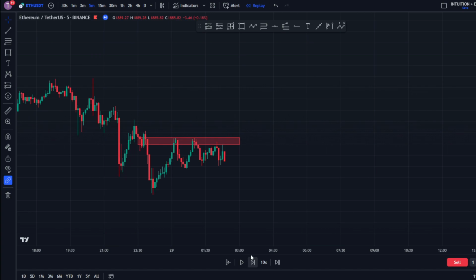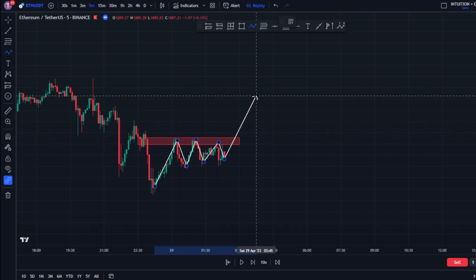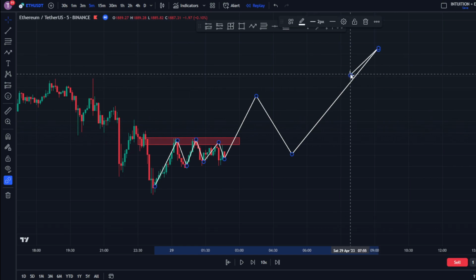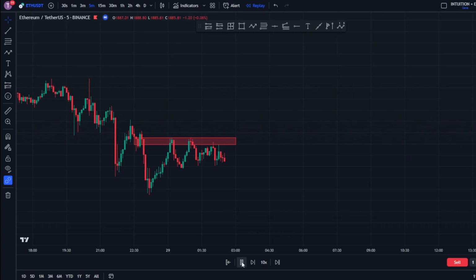So what are we waiting now for? You can see that we are waiting for this break. You have this movement out, rejection. We're waiting for this break and a pullback, and then we continue upwards. So that's what we are looking at. So let's watch the thing play out.